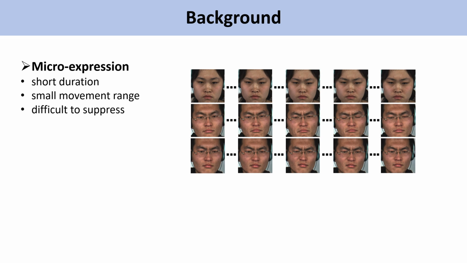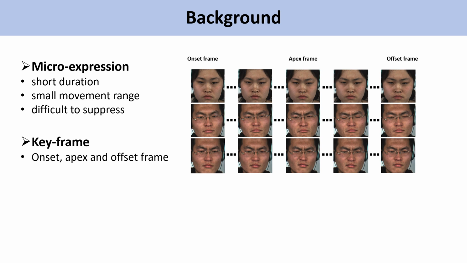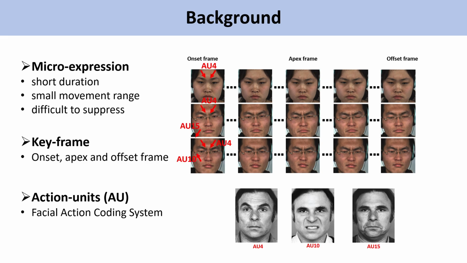2. Definition of keyframe. Onset, apex, and offset frames correspond to the start, peak, and end of the muscle movements and microexpressions, MEs, respectively. 3. Definition of action unit. It is an independent movement of a single or a group of facial muscles in the facial action coding system. Human facial expressions can be coded through action units.